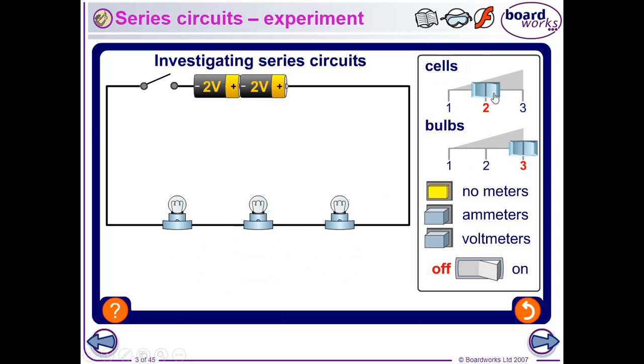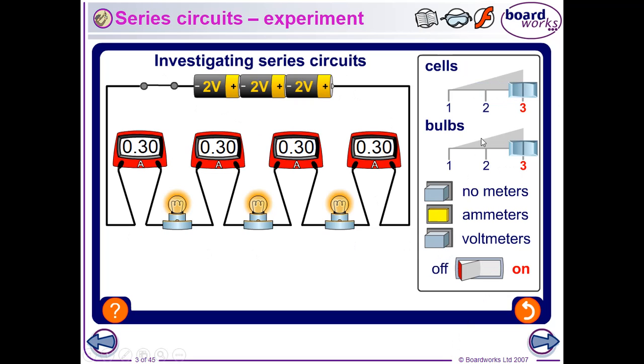If I add more cells, what's going to happen? 2 volts, one after the other. They're going to mean more push or more potential difference, so more current flows. If I have 3 cells, bulbs are going to get brighter because there's even more push. If I look at the ammeter, the more cells, the more push, the more current. Less cells, less current. But still, always current is the same all the way around the circuit.